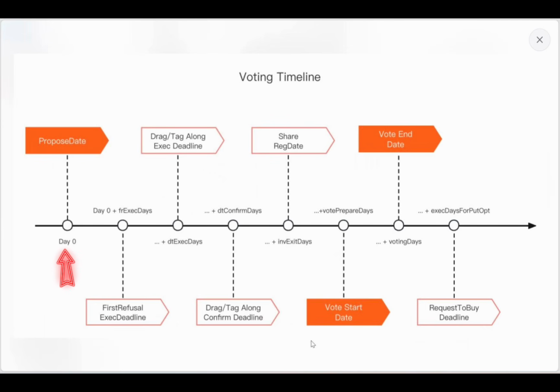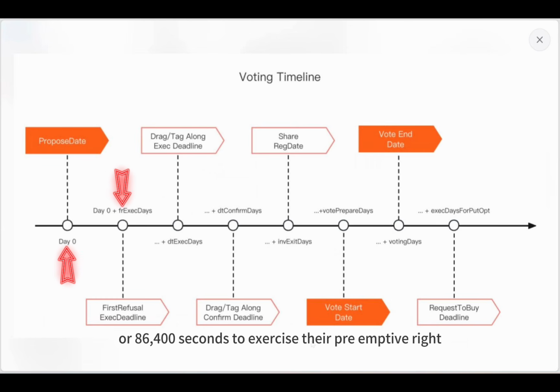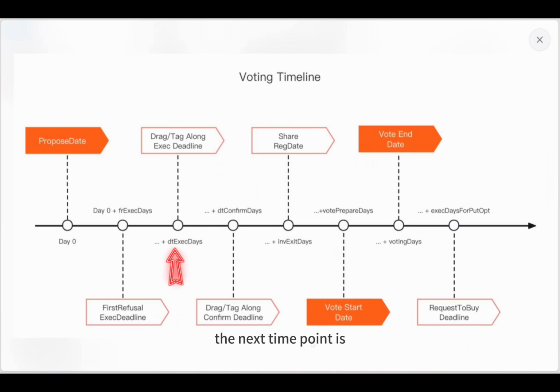The next time point is the first refusal exercise deadline. This is the last date on which right holders can exercise their right of first refusal. The period between the proposed date and this deadline is defined as the FR exercise period. When setting up the voting rules, this period is measured in days. For example, if you enter 1, that means the ROFR period is 1 day. Starting from the proposed date, the right holder has 24 hours or 86,400 seconds to exercise their preemptive right or right of first refusal. The next time point is the drag-along or tag-along exercise deadline.